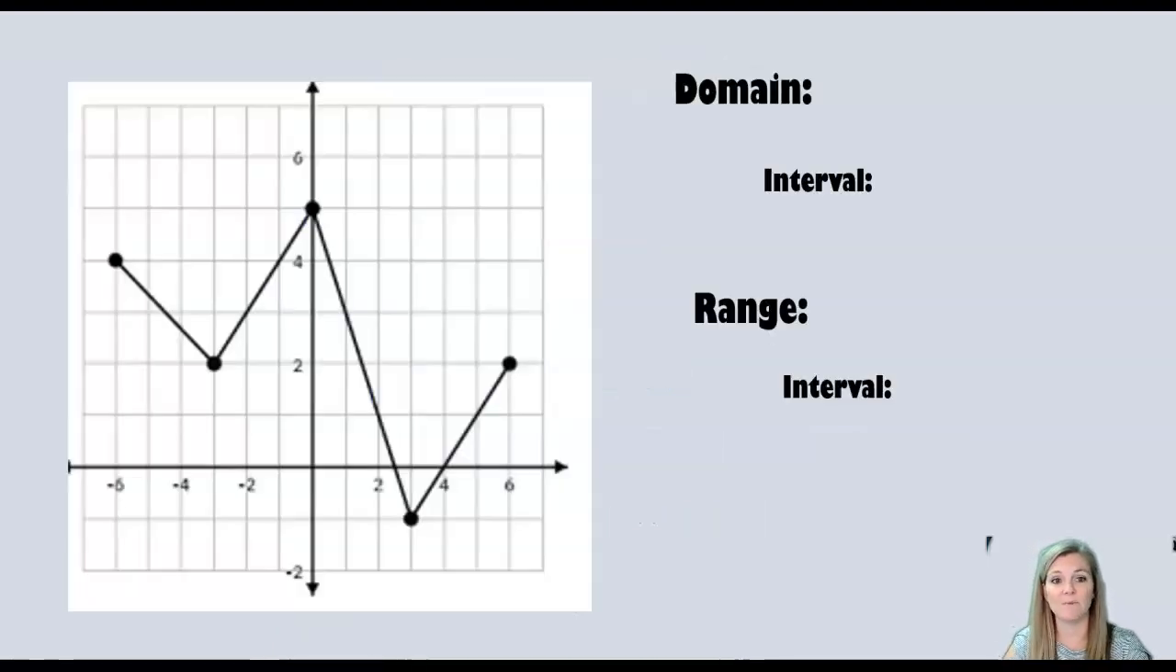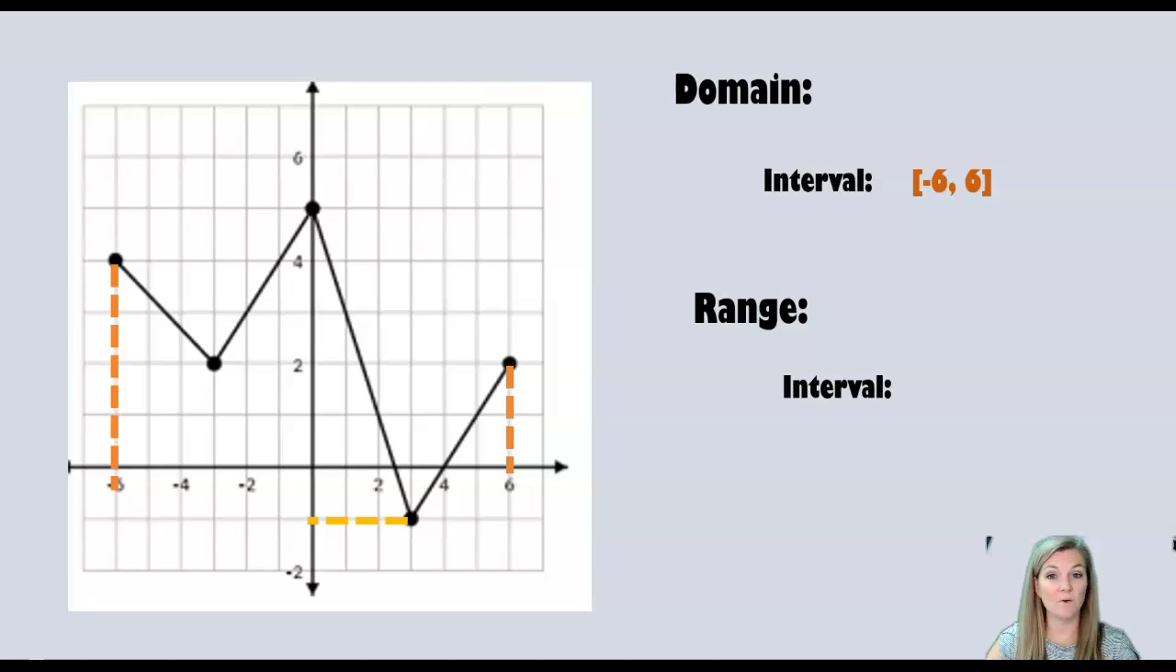So this one is from your notes. How far left and how far right does this go? How far left does this go? -6. How far right does it go? +6. Closed dot, closed dot. They both get brackets. -6 to 6, brackets on both sides. Really easy, right? Range, low to high.